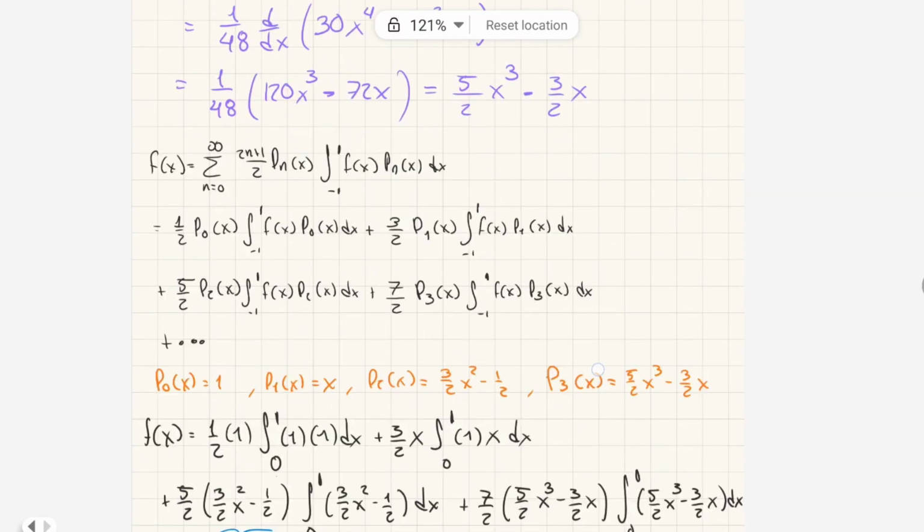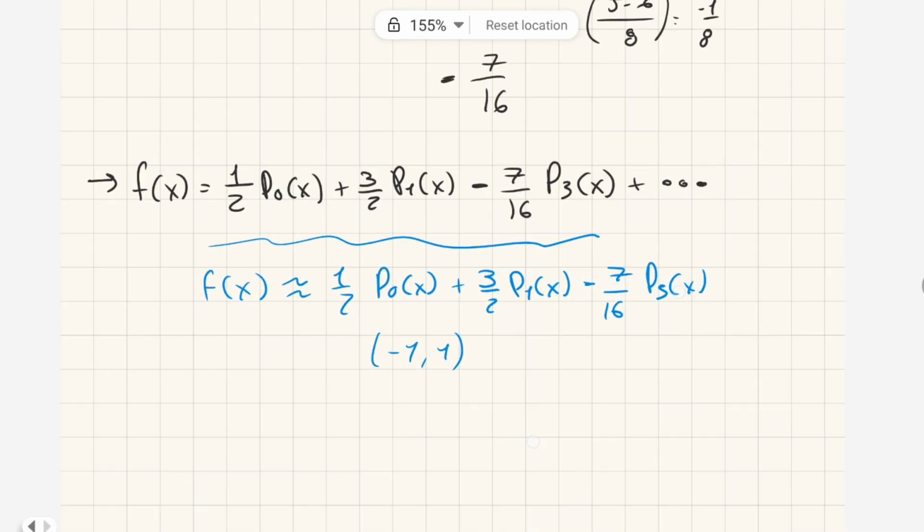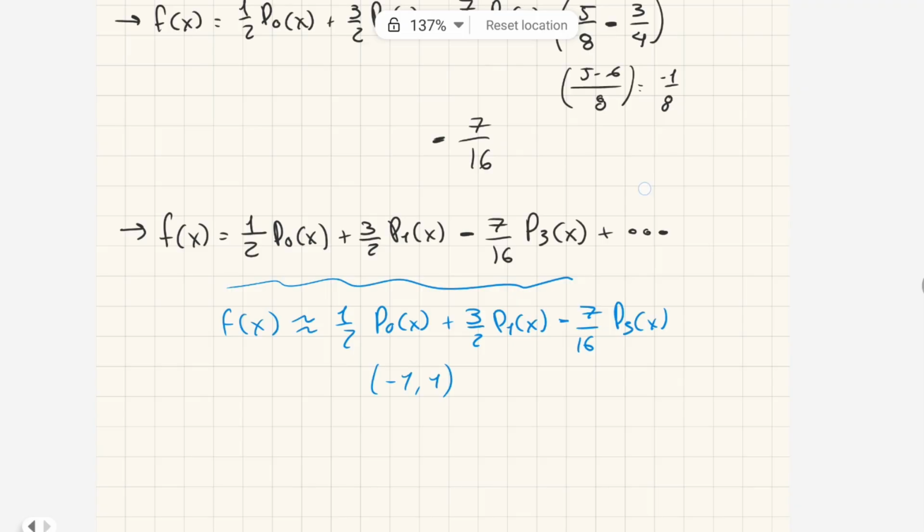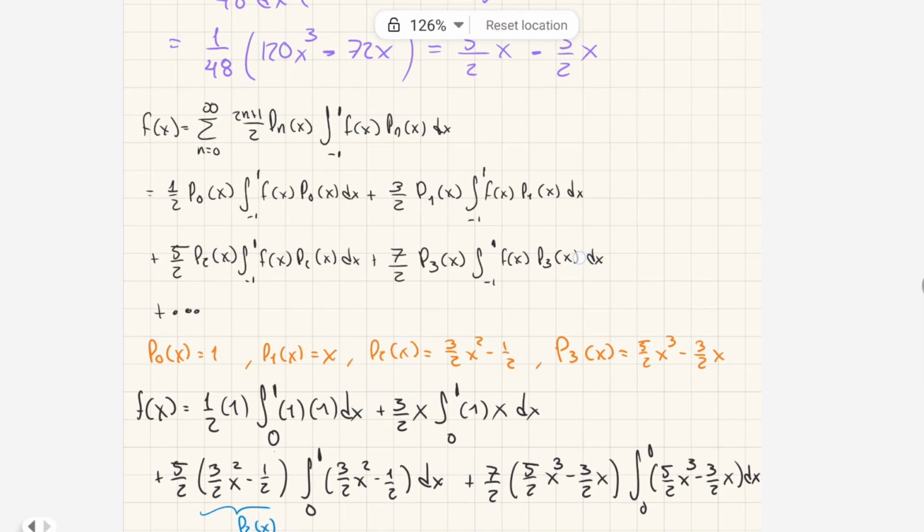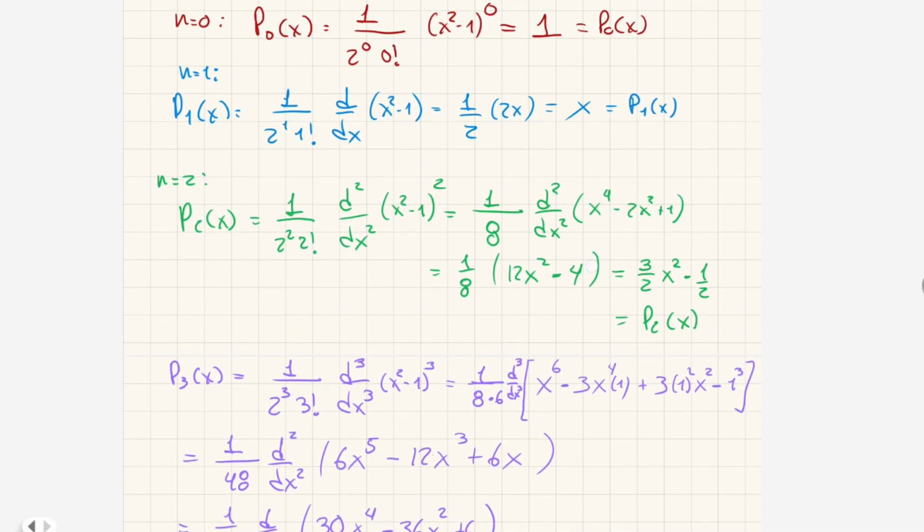Okay, so I think that will be the final result of the lesson, just to exemplify how to find the Fourier-Legendre series for an arbitrary function f of x.